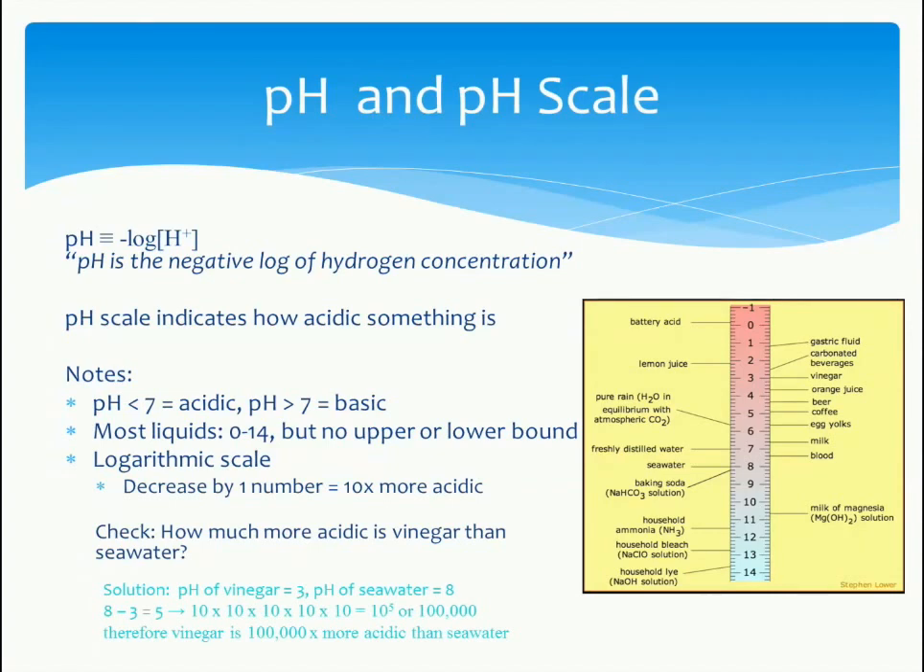Here's the solution. The pH of vinegar is 3, while the pH of seawater is 8, and the difference of 8 and 3 is 5. But remember, we said that decreasing by one number on the pH scale was equivalent to becoming 10 times more acidic. Therefore, a decrease of 5 is really 5 orders of magnitude more acidic, or 10 to the 5th times more acidic. Therefore, vinegar is 100,000 times more acidic than seawater.